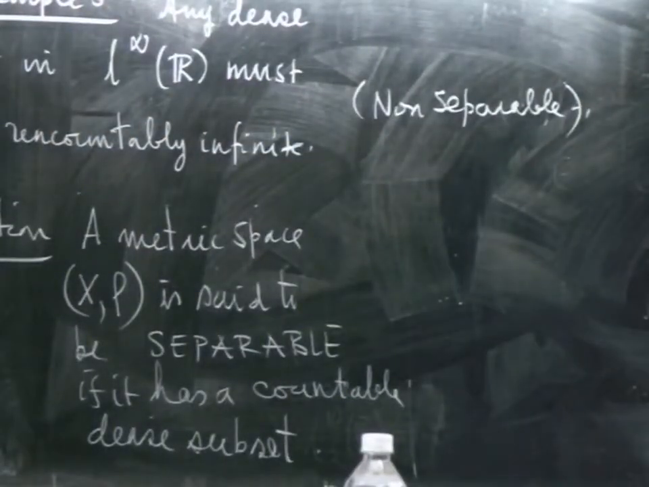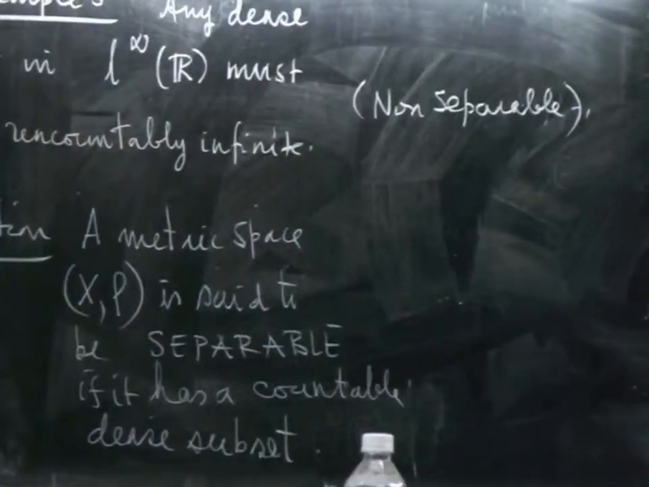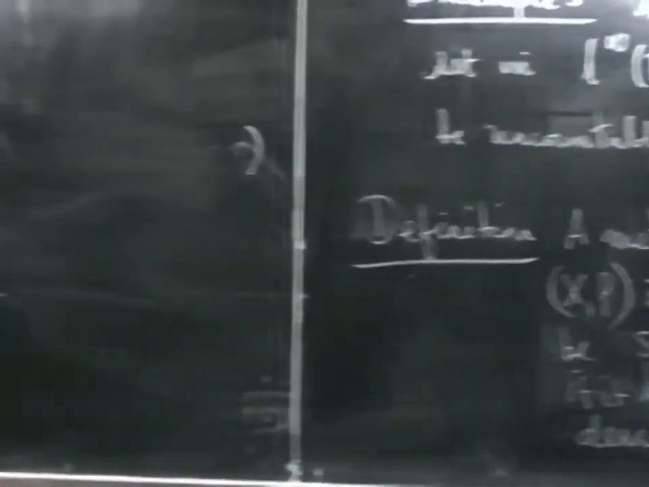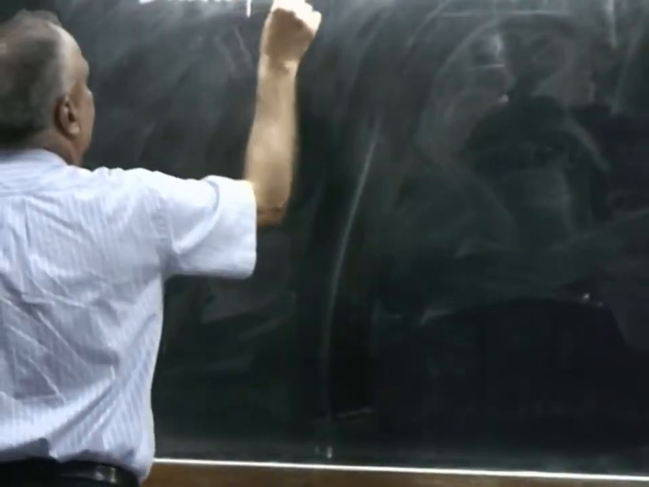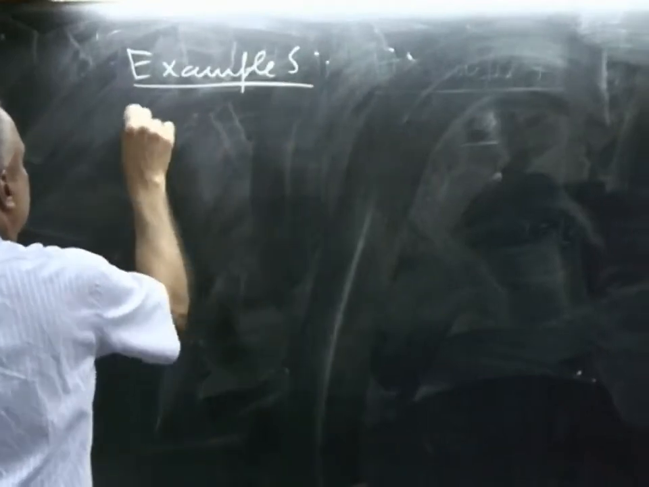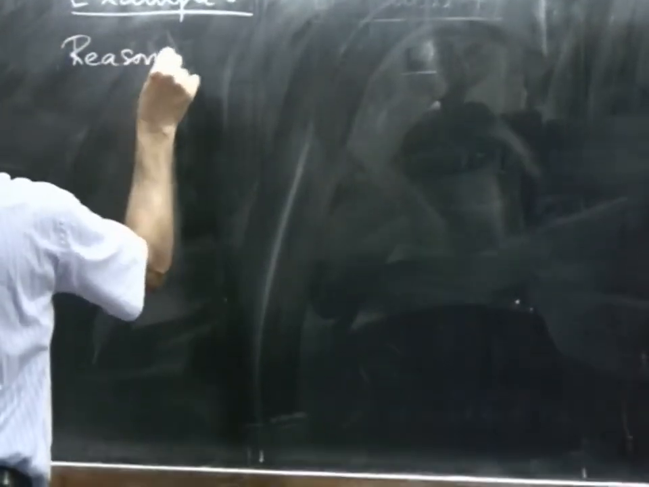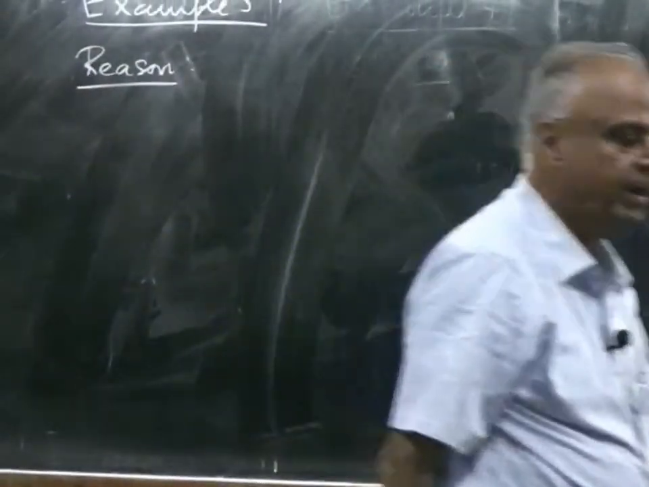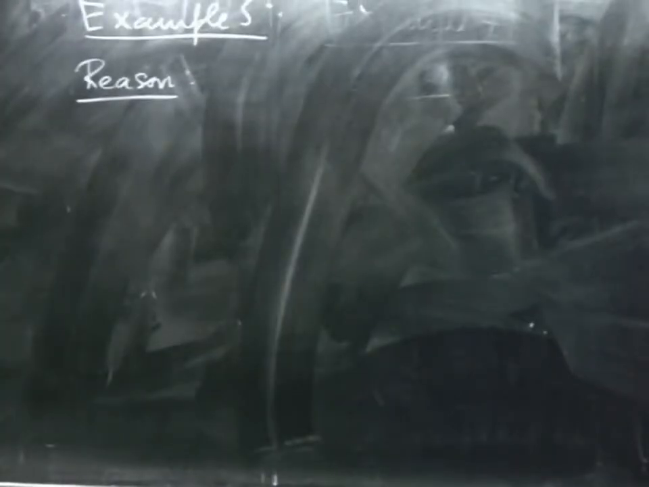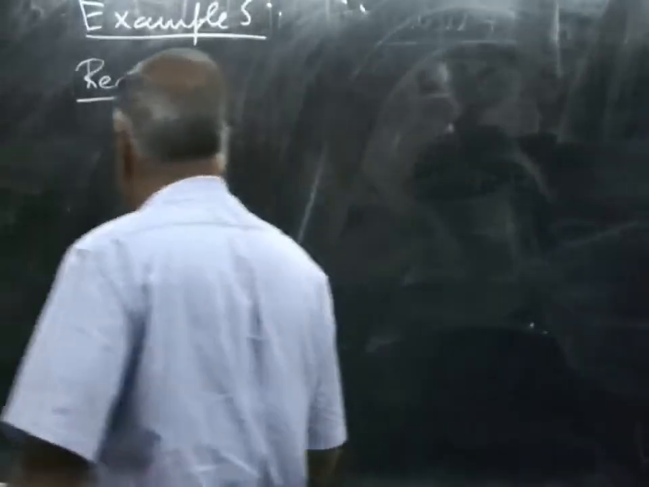So let us look at example 5 and ask the reason. Claim: any dense set in L infinity must be uncountably infinite. Why is that true? I will just briefly indicate the proof.